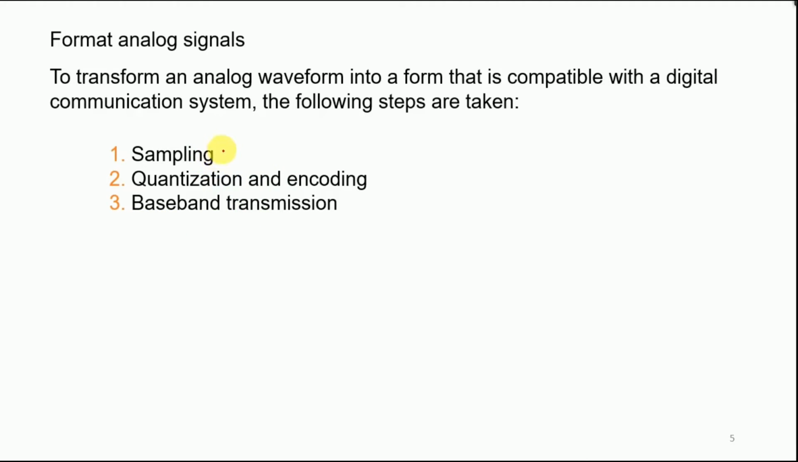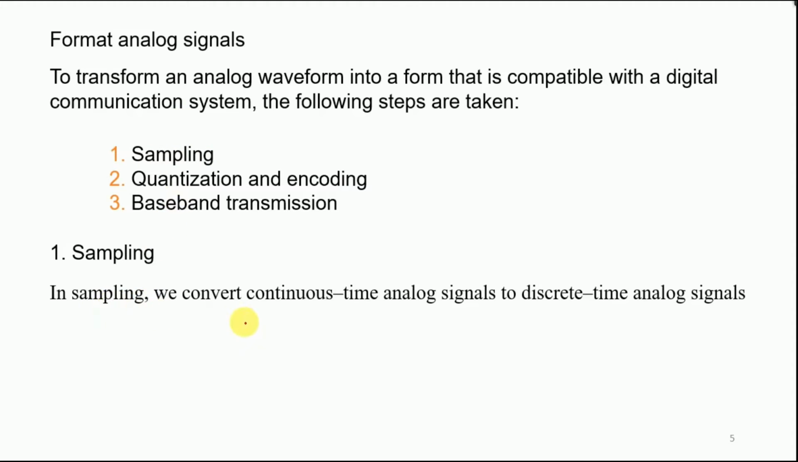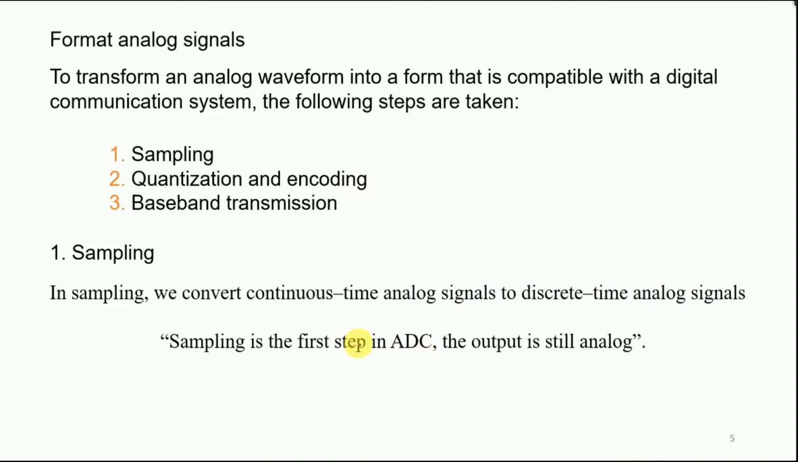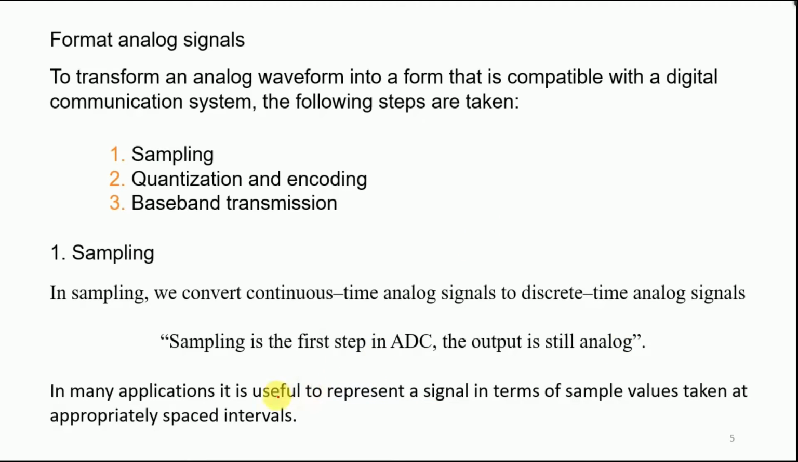So we would be discussing sampling first. So what is sampling? In sampling, we convert continuous time analog signals to discrete time analog signals. Sampling is the first step in analog to digital conversion. Note that the output is still analog, it's not digital. It finds applications in areas such as periodically monitoring the temperature in a given locality, that is, measuring data at appropriately spaced intervals.